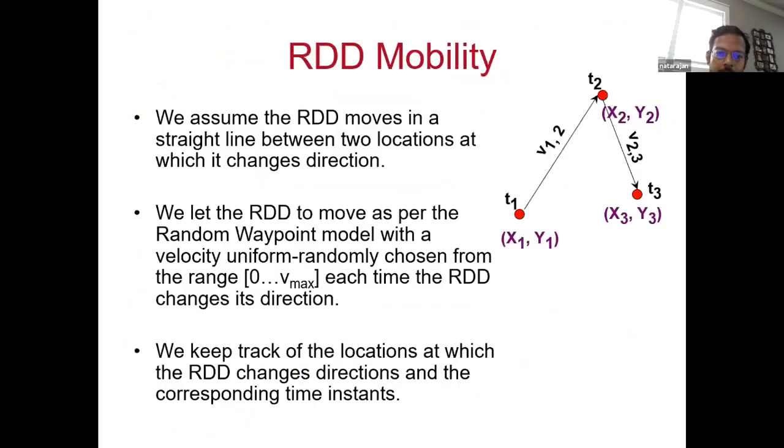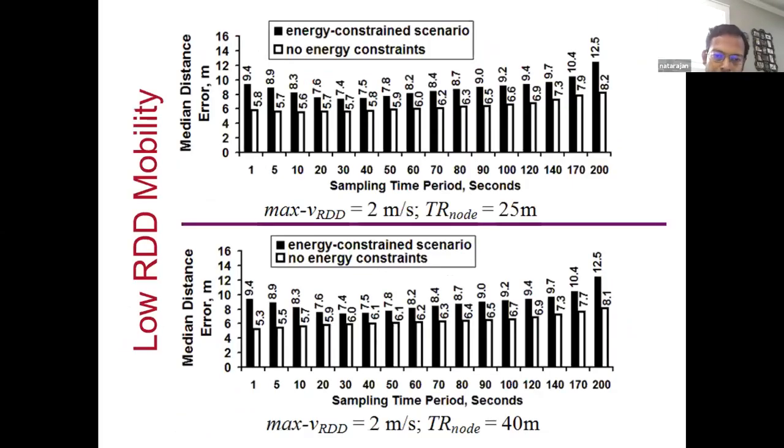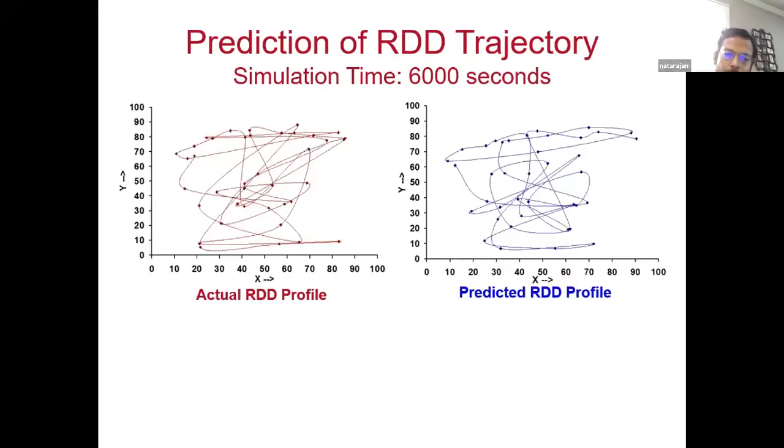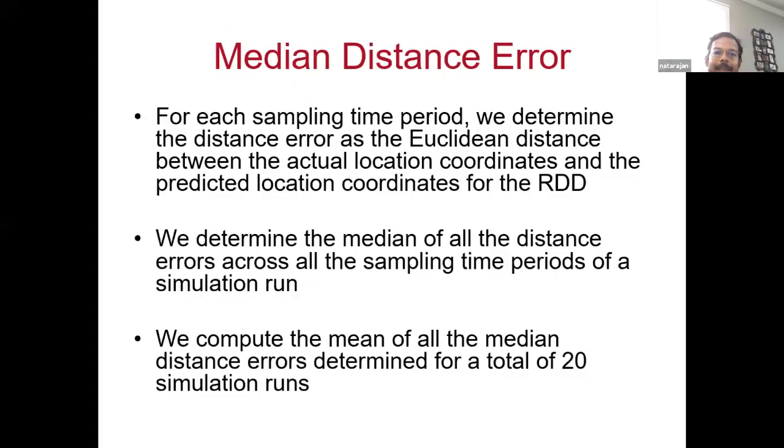So the rest of the talk is going to be about how we evaluate the performance of this model. We use a metric called the median distance error, basically to capture how close the predicted profile is to the actual profile. For each sampling time period, we compute the distance between the actual location and the predicted location. Ideally we would like this distance to be 0, but of course it's not going to be 0 all the time. So we compute the absolute value of this distance, and that's the distance error. We record the distance error for every sampling time period and then take the median of those values. That's for a particular simulation run.